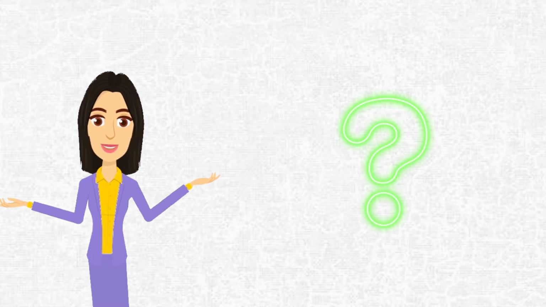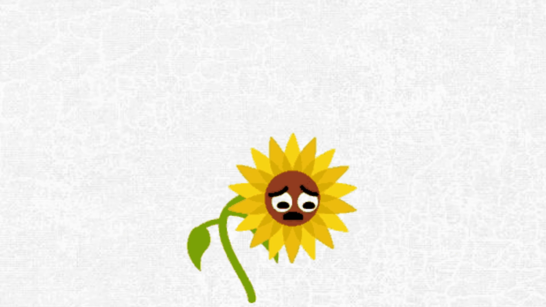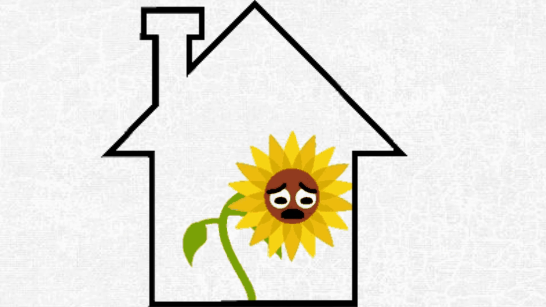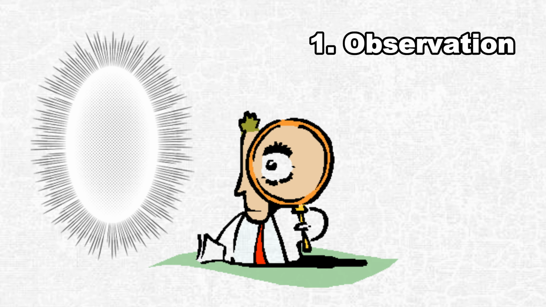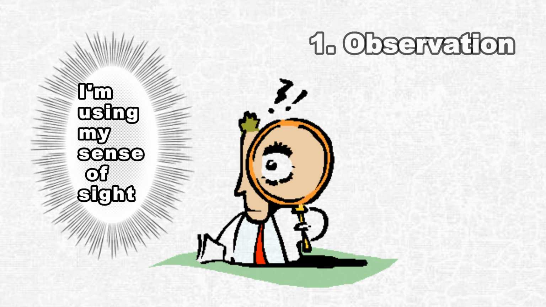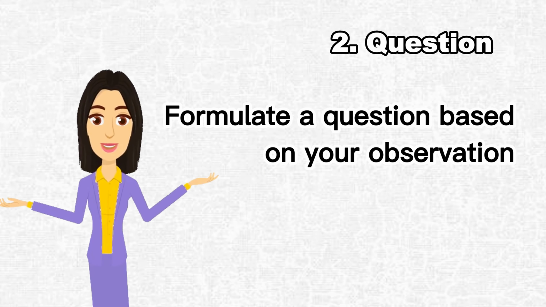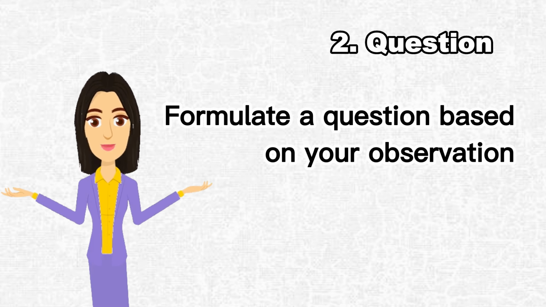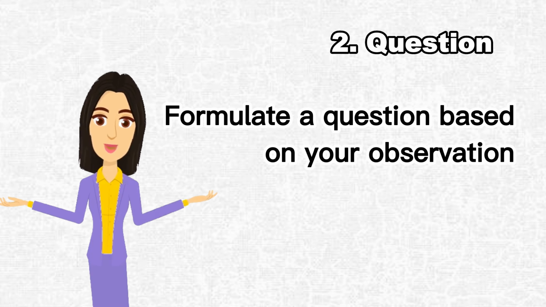Now, how do we do the first step? Let's set this plant as our example. You are trying to grow this plant because you notice that it's dying inside your house. Now, that is observation. Yes, using your senses is the key to the first step. In the second step, which is question, you need to formulate a question based on your observation by checking out the things around you to find out everything you can about a problem you want to solve.